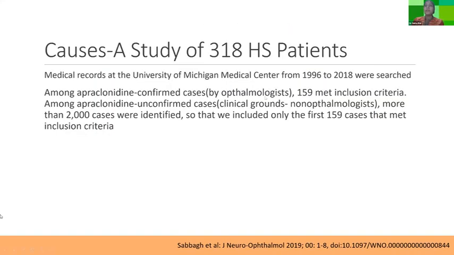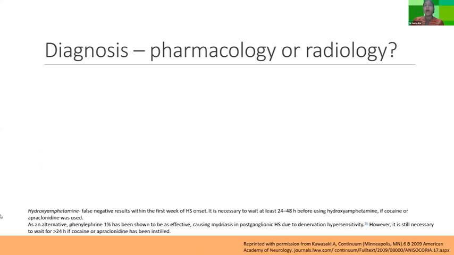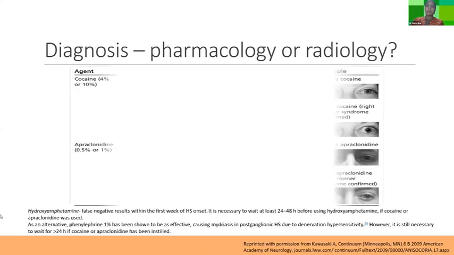Then this was a case study of 318 patients of Horner syndrome, and they found that in both cohorts of the patients, procedures in the neck, chest, skull base, and the paraspinal regions were the most common cause, followed by cervical carotid artery dissection and tumor. So how to diagnose Horner syndrome, whether we should go for pharmacology or radiology.